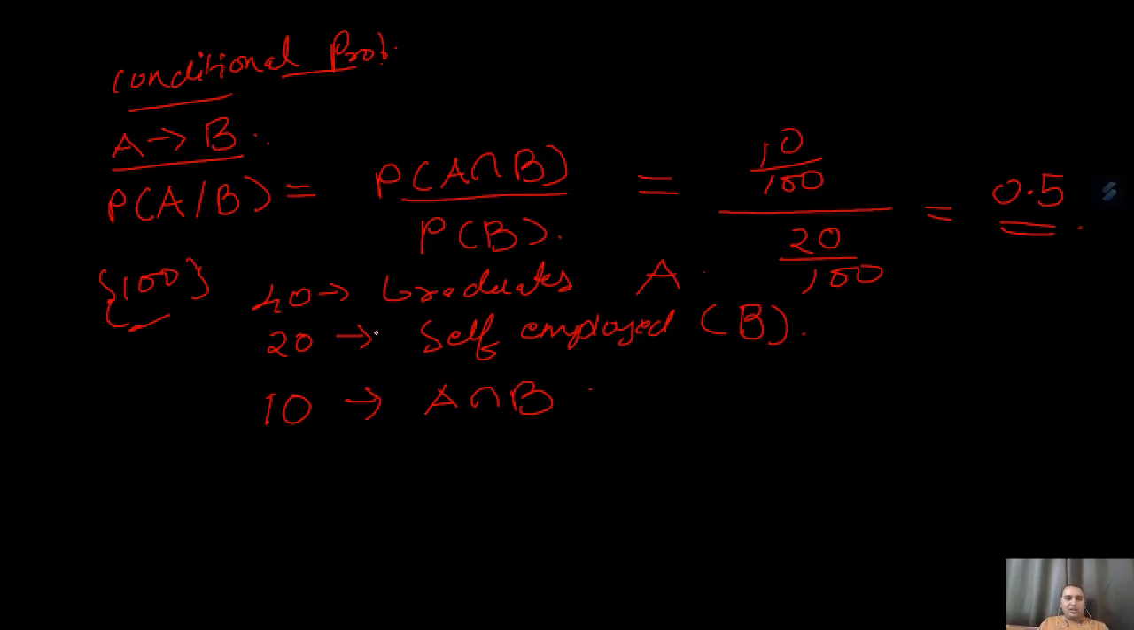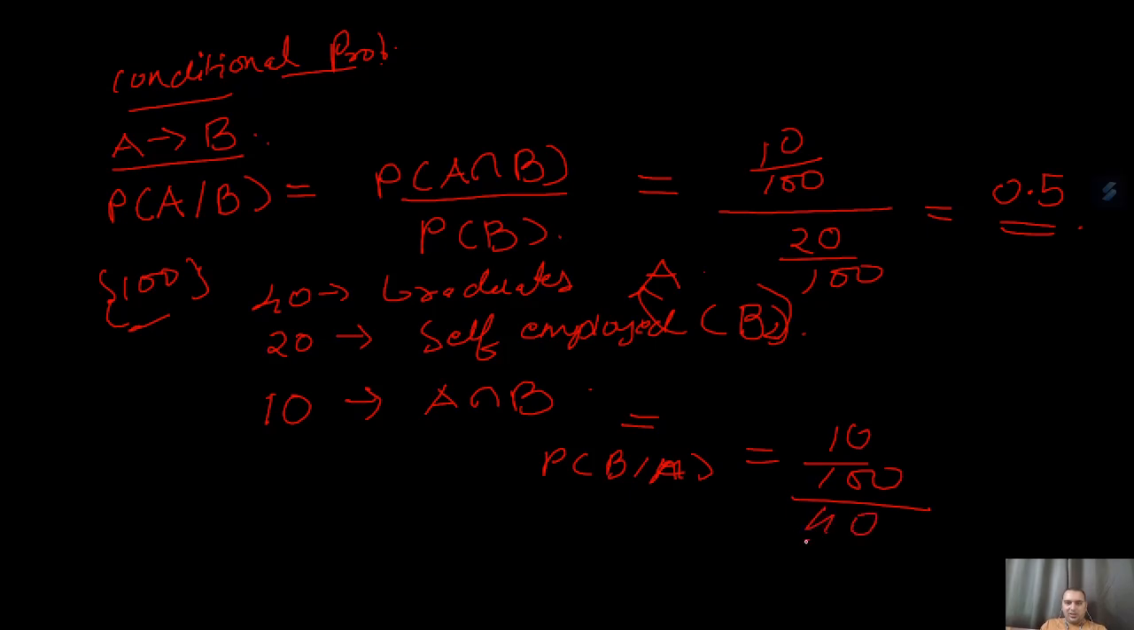Now if I do the opposite, if I pick up a student and ask what is the probability that a student is self-employed given that he or she is a graduate? I am just reversing the sets here, nothing else. So in another way I am trying to find B given A, which will be 10 upon 100 upon 40 upon 100, which comes out to be 0.25.